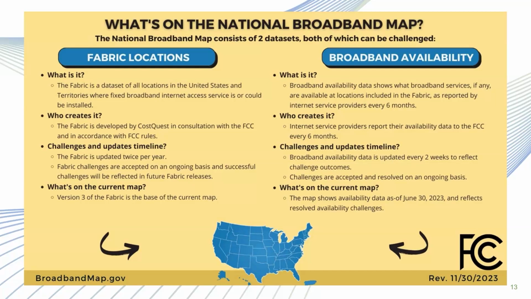So like shown in the graphic here, there's two types of challenges that an individual consumer can make to the data. On the left-hand side, the fabric location, geographically, that is like your house is what they consider a fabric location. So we're going to go into some detail about what challenges to that would look like. And then the other data set is the broadband availability, and you're able to challenge that in another set of ways.